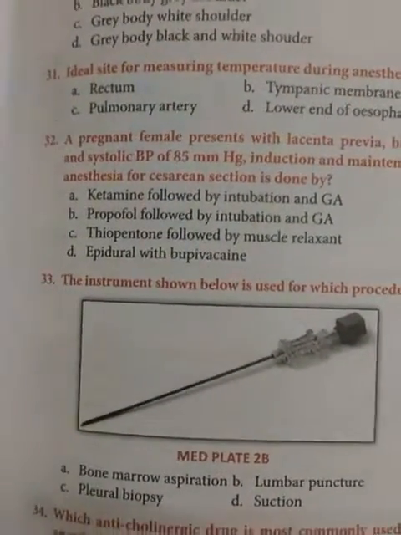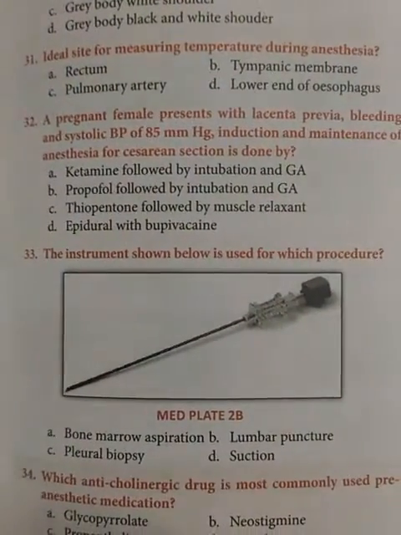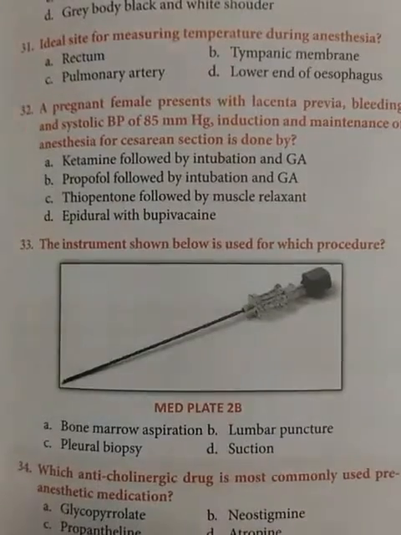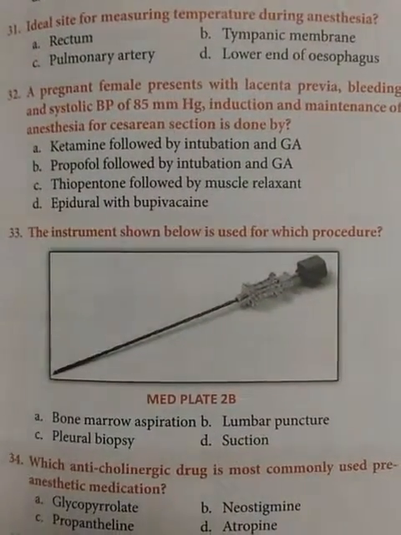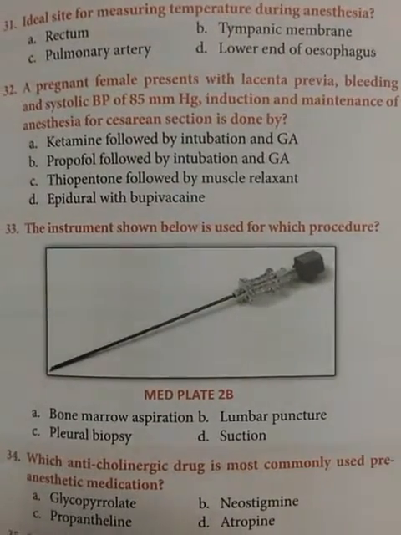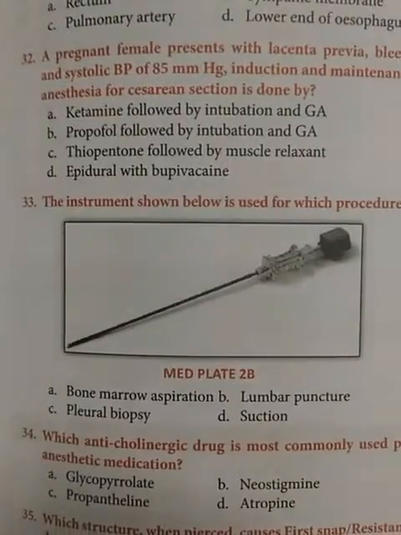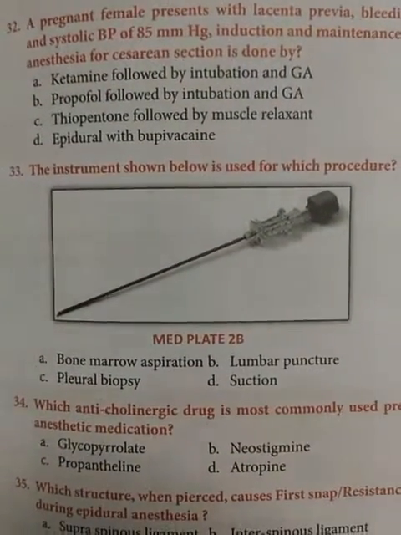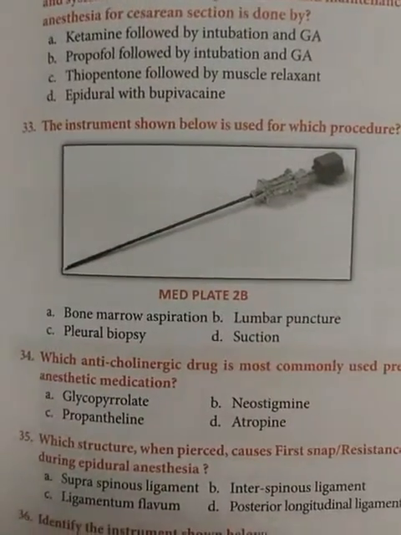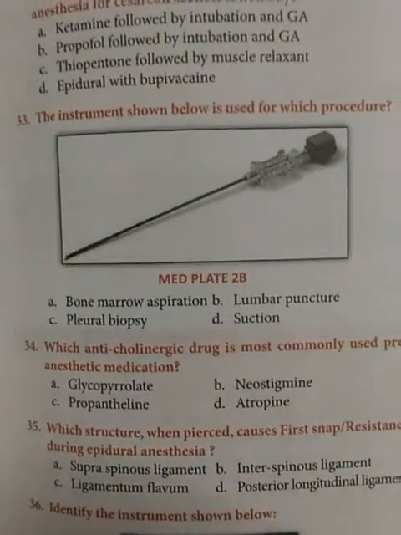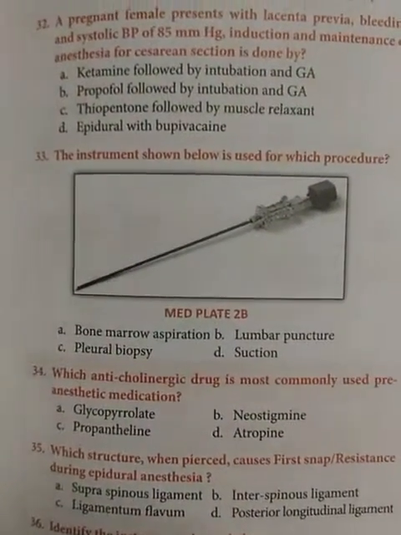mostly used. Next question is, the pregnant female with placenta previa, bleeding and systolic BP 85, induction and maintenance for cesarean section. Her BP is down, so ketamine followed by intubation and GA is the answer. Ketamine is safe in the CVS condition. This is the bone marrow biopsy, not the aspiration needle, lumbar puncture. It's a lumbar puncture needle, so 25 gauge lumbar puncture.